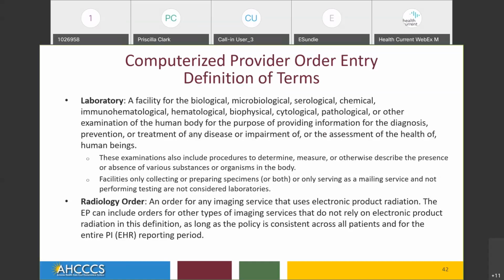A radiology order is an order for any imaging service that uses electronic product radiation. The EP can include orders for other types of imaging services that do not rely on electronic product radiation in this definition, as long as the policy is consistent across all patients and for the entire PI reporting period.